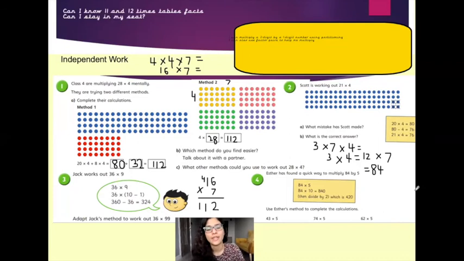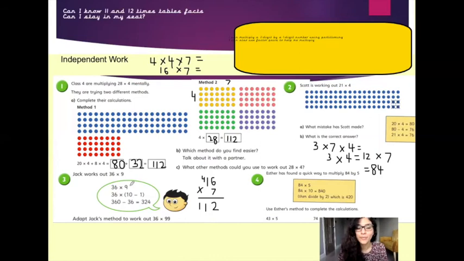Question 3. Jack works out 36 times 9. So adapt his method to work out 36 times 99. So if we take this question here then, and we add a 9 to this 9 to make it 99, which is the sum that we want to work out, 36 times 99, what would I have to add here? If you said another 0, you are correct to change it from 10 to 100 because we're adding numbers now.